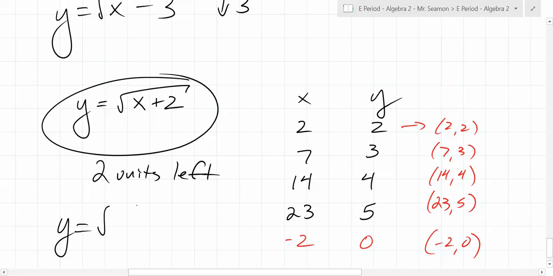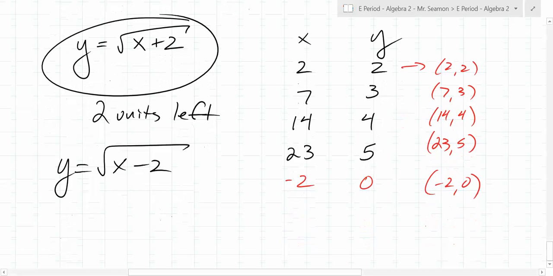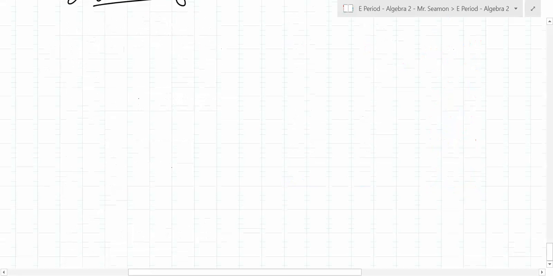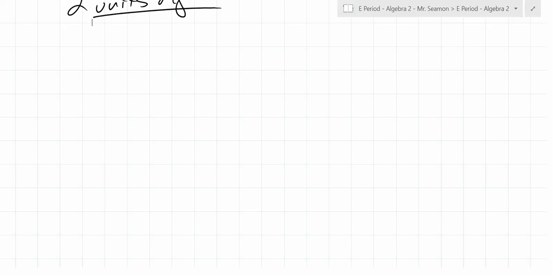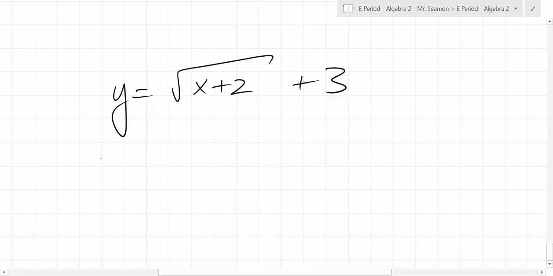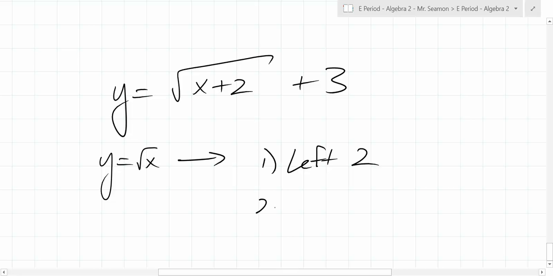What about y equals the square root of x minus 2? 2 units right. Exactly. So you can put this all together, and I could ask you this. Y equals the square root of x plus 2, plus 3. Can someone tell me how you would start with this, and what would you do to it? What's the first thing you would do? Left 2 and up 3.